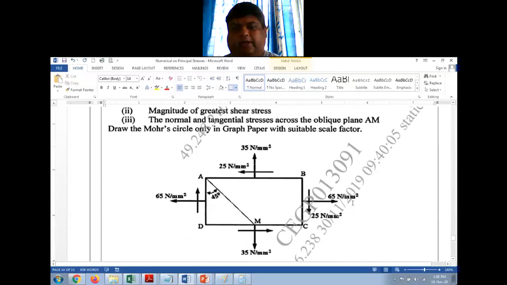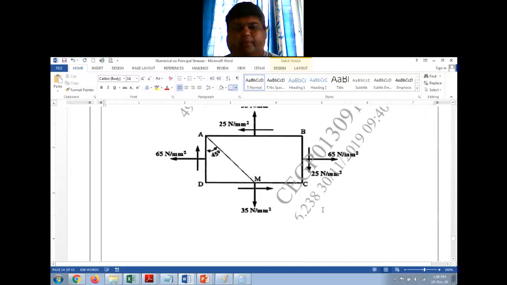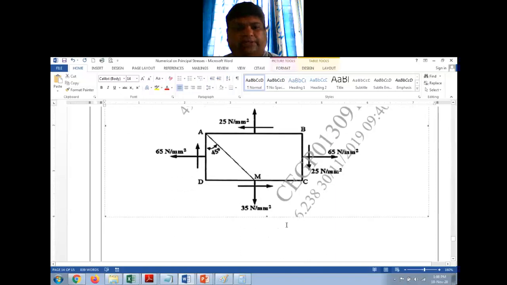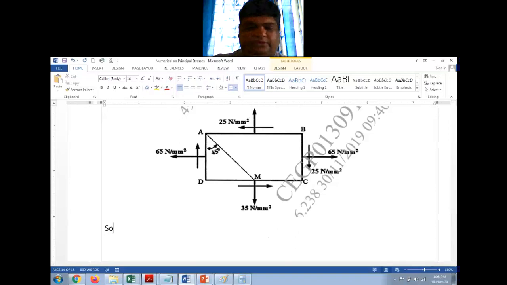Right? I saw a couple of numericals, and they're very particular that you have to draw the Mohr circle on graph paper only. So please ask for graph paper in the exam, and then you draw on the graph paper only. Okay, now let us start the solution.